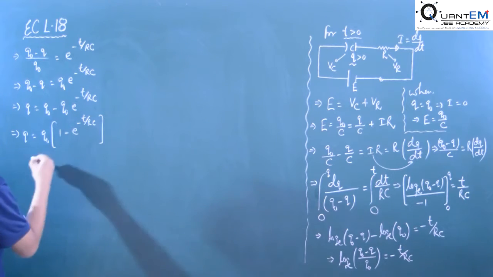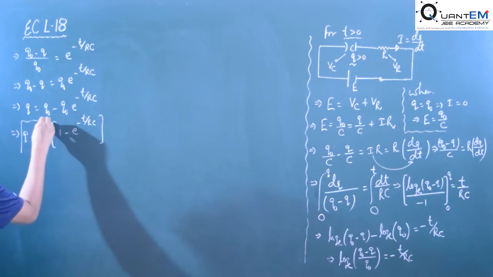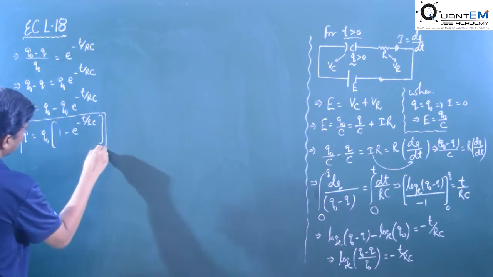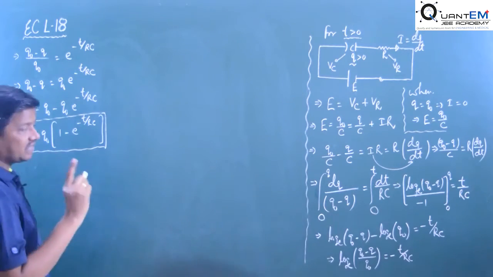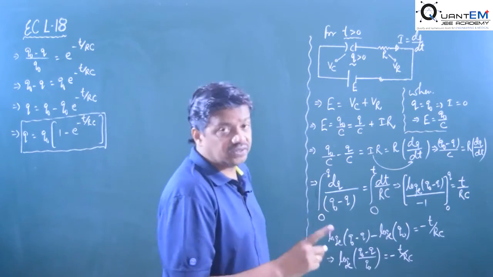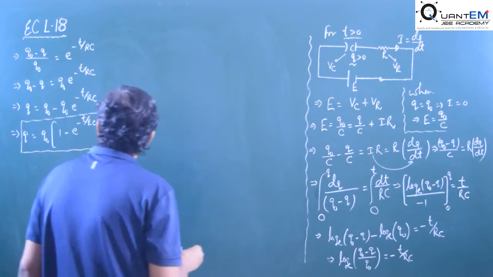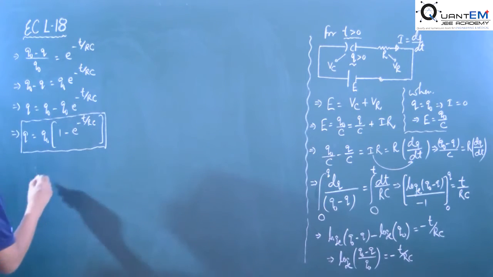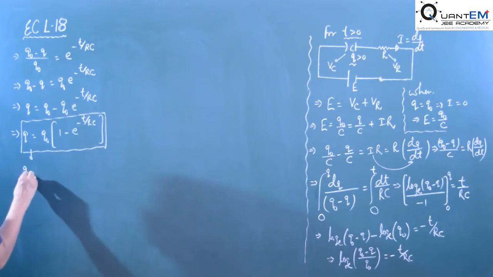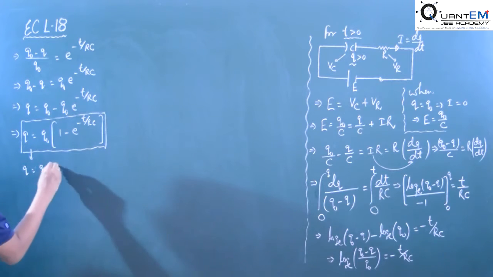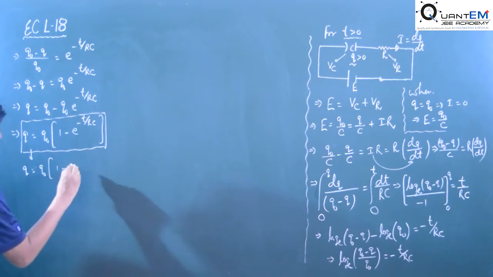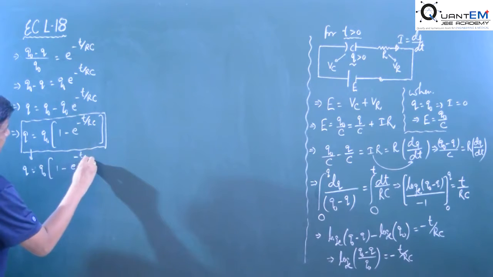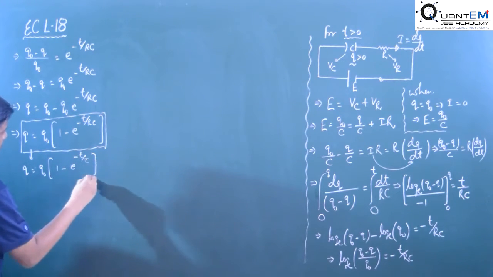This value we have, that is the charge across the capacitor at any time t during the charging process, if initial charge is 0, that is at time t is equal to 0. Okay, we may also write it as q is equal to q naught, one minus e to the power minus t by tau.